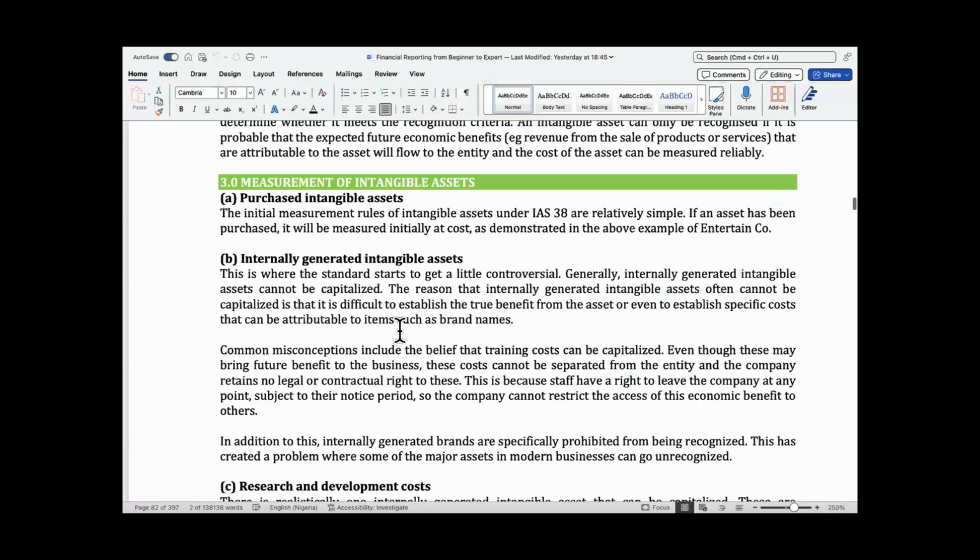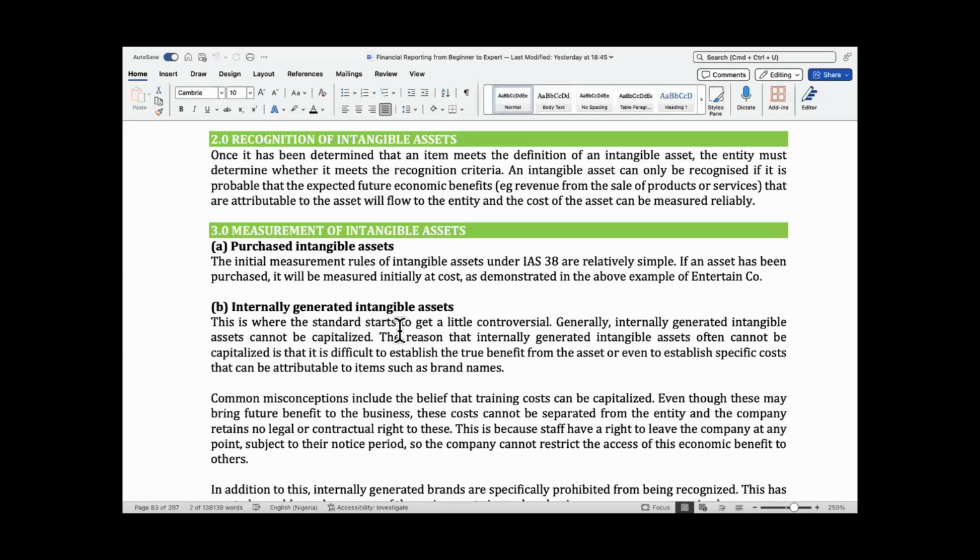Now let's look at recognition criteria, recognition of an intangible asset. So all I'll just tell you is this. If you remember the recognition criteria for PPE, it is exactly the same for intangible assets.